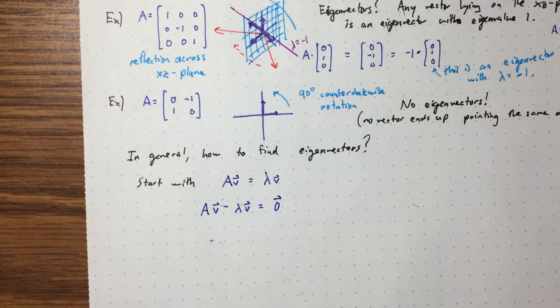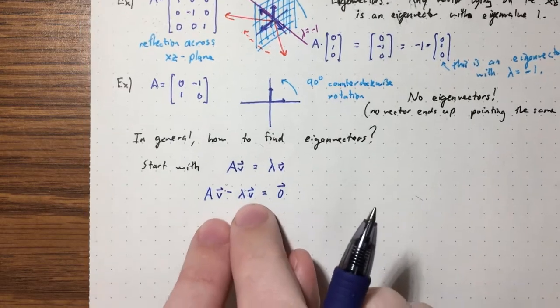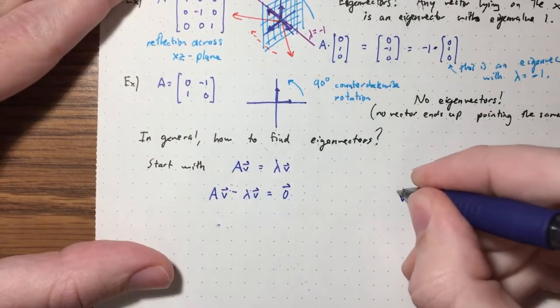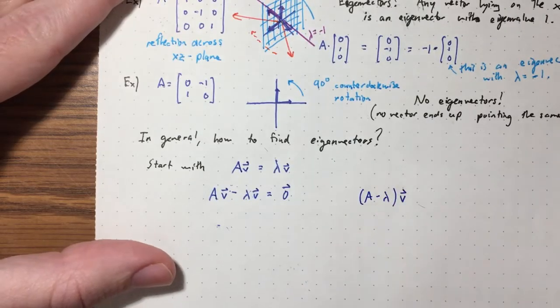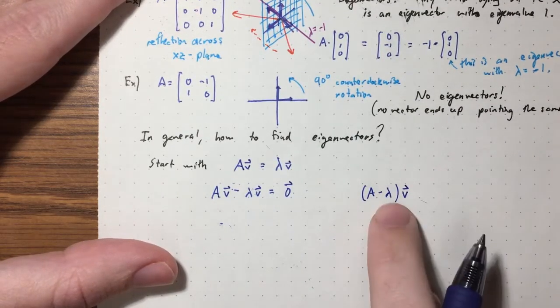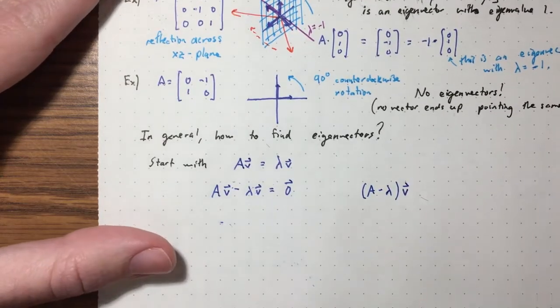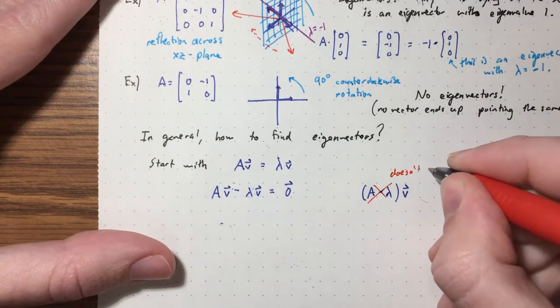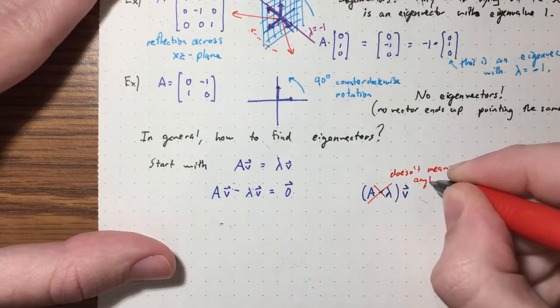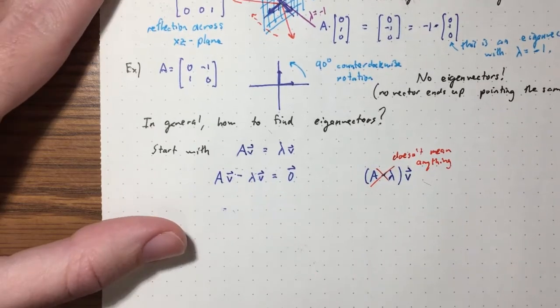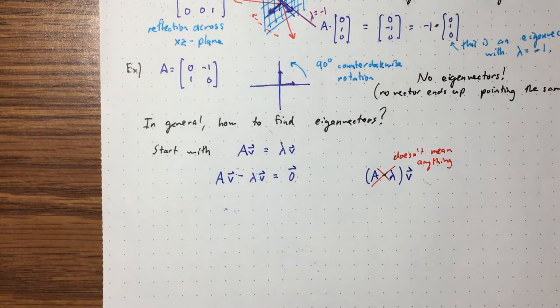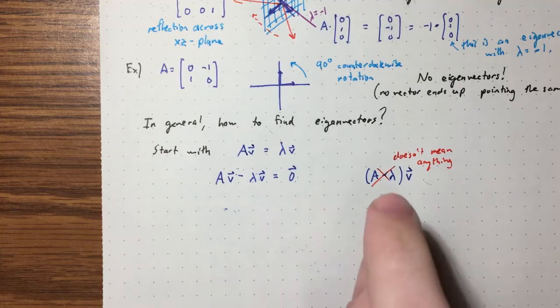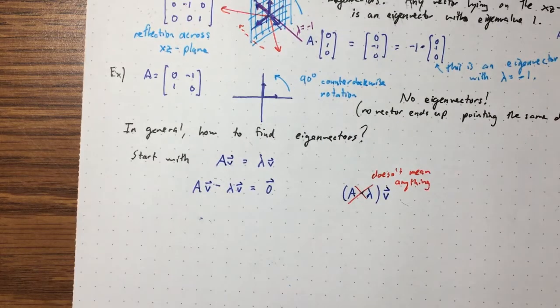And you see, I would love to factor out this v here, but the problem is I would get this: A minus lambda. I mean, lambda is a scalar and A is a matrix, so this doesn't mean anything. Okay. You can't subtract a scalar from a matrix, right? I mean, you can't even subtract a matrix from a matrix often. They have to have exactly the same dimensions. So how do I deal with this?